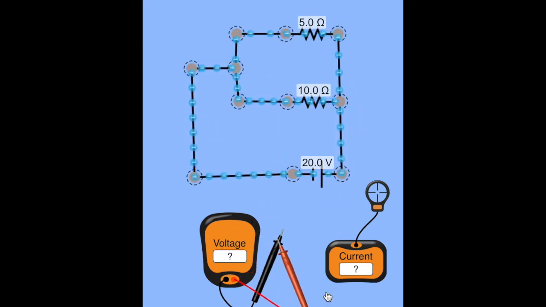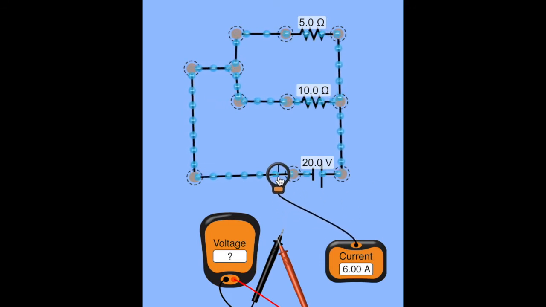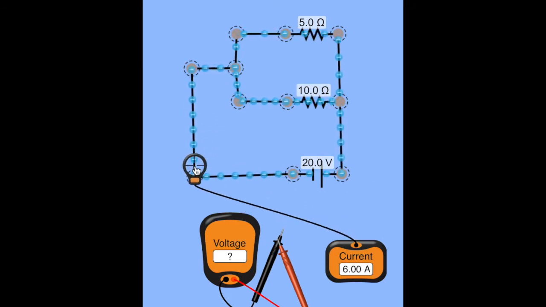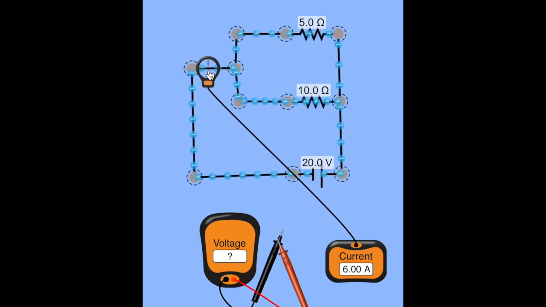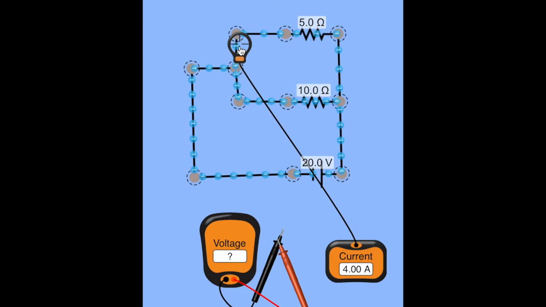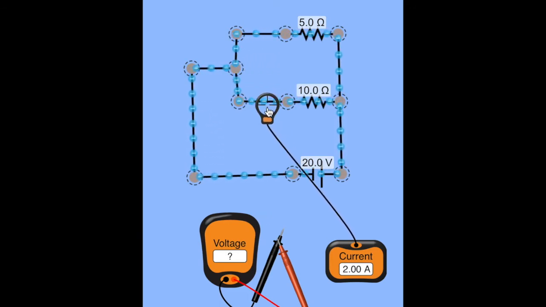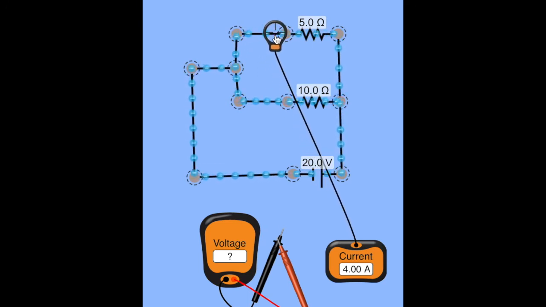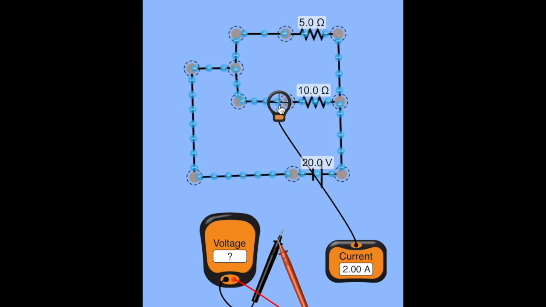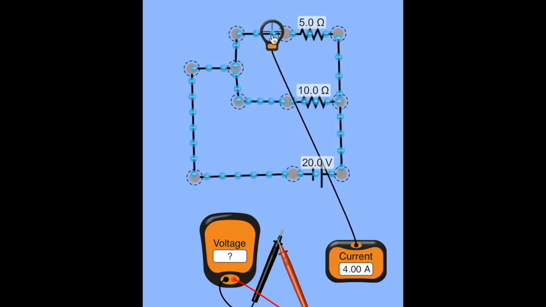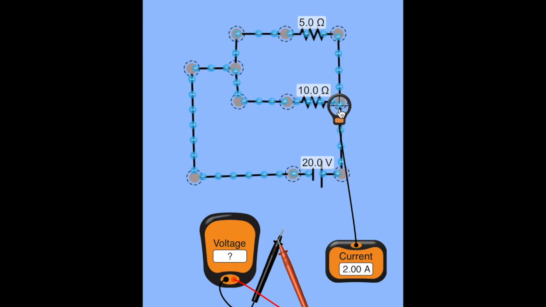But current is different. I see the current at the battery is 6 amps. Current represents the flow of the electrons, and that flow gets split up at this first three-way junction. Through the upper branch, through the 5 ohm resistor, we have 4 amps, and through the lower resistor, we have 2 amps. Why do you think we have more current through the smaller resistor? Because it has less resistance. 10 ohms is more resistance, so it doesn't let as much through. 2 amps and 4 amps come together to give us our 6 amps that goes through the battery. In a parallel circuit, voltage is constant.